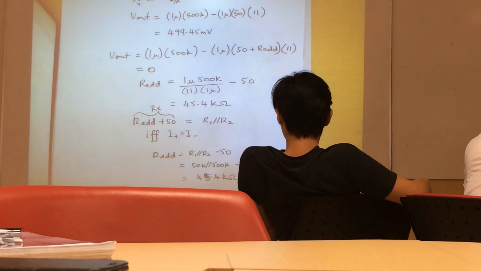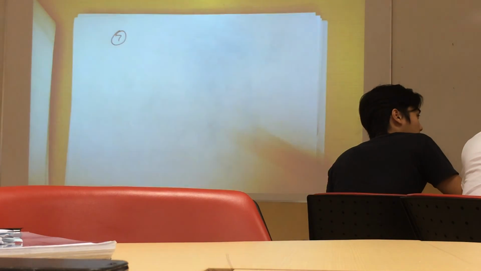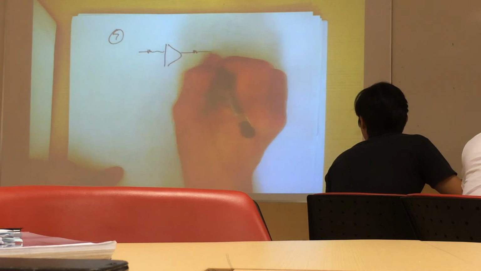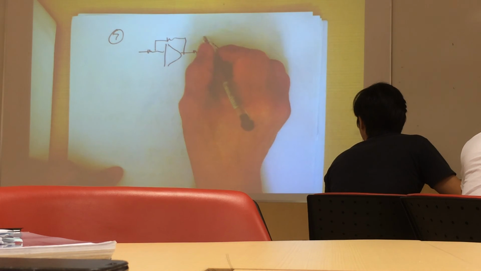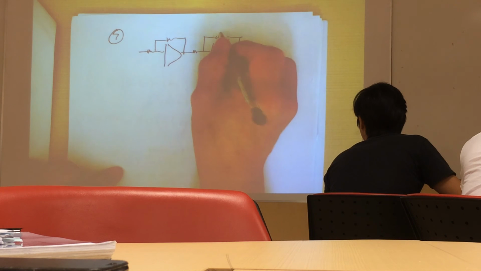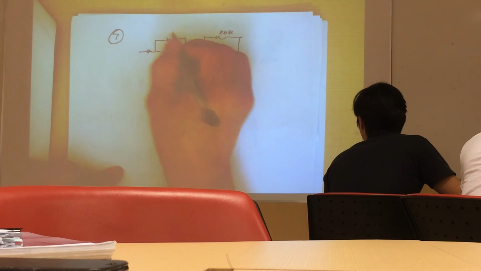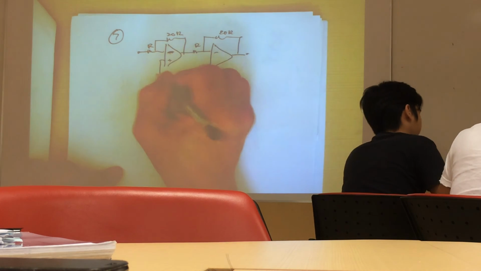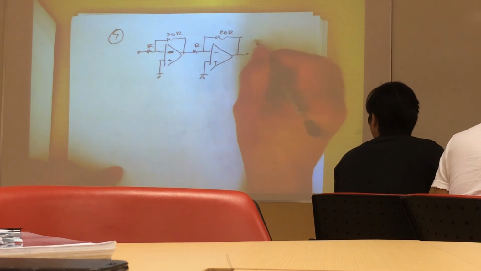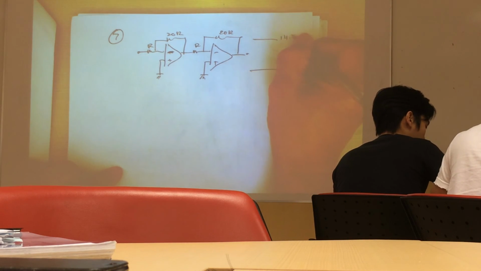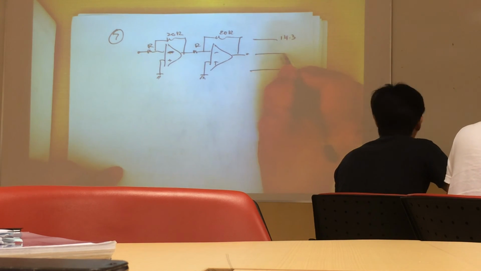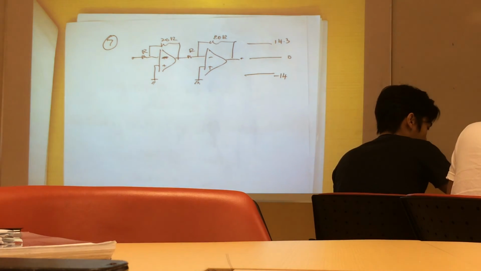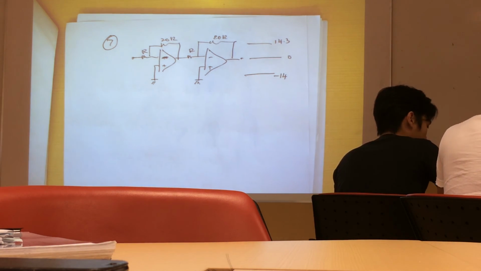Okay, let's move on to question 7 of tutorial 2. In question 7, we're told that we have the cascading amplifier again. Again, the gain is 20 in each stage. So this is 20R, this is R, 20R, this is R, and this is the input, this is the output. There is no offset in this case. But here the output rail is capped at 14.3 and minus 14 volt. DC is 0 because there is no offset, no bias current, nothing, so the output is at 0.